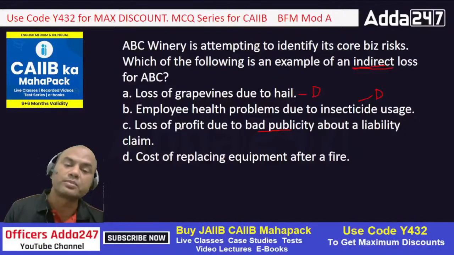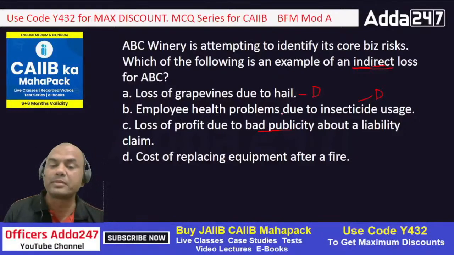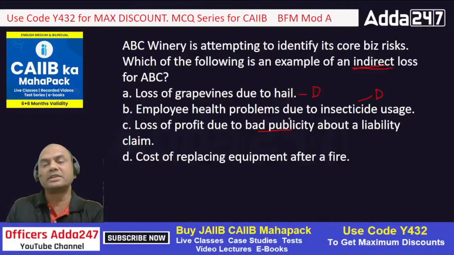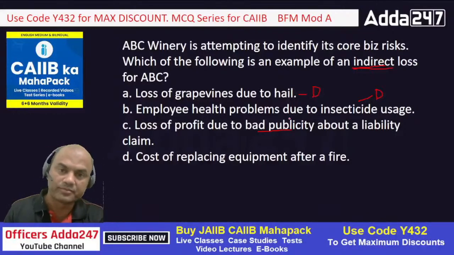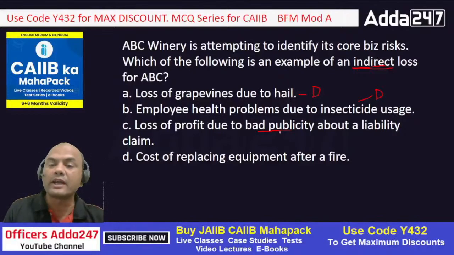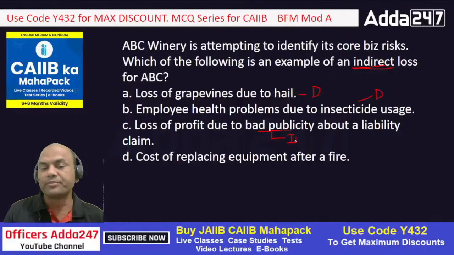So loss of profit due to bad publicity. Now bad publicity means it comes from the newspapers, right? So newspapers is an indirect loss to them. Bad publicity is always known as the reputational risk. This is always the indirect loss to that company.